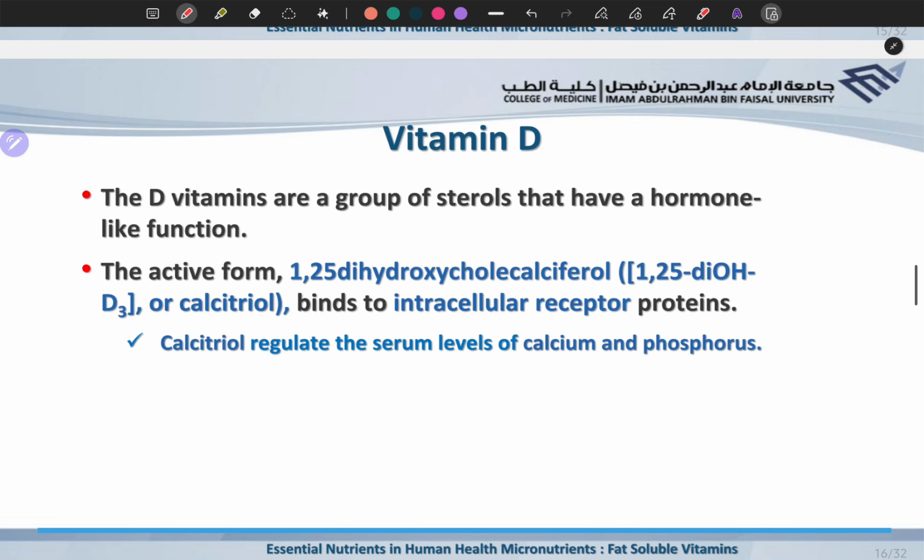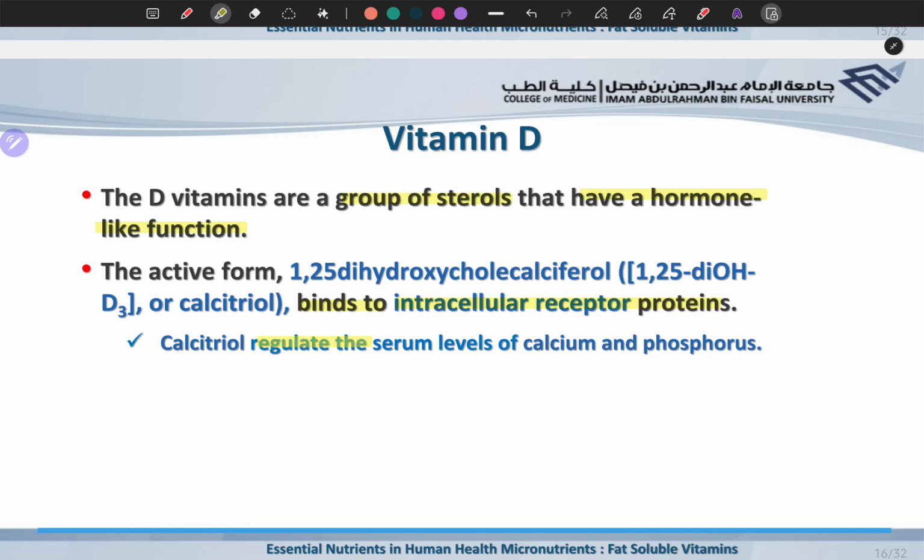Now, vitamin D. Let me complete, I have 2 more vitamins. Vitamin D is a group of steroids that have hormone-like actions. The active form is 1,25-dihydroxycholecalciferol. This is the active form which binds to intracellular receptor protein. They have the receptors inside the cell. This calcitriol, the active form, regulates the calcium and phosphorus balance.